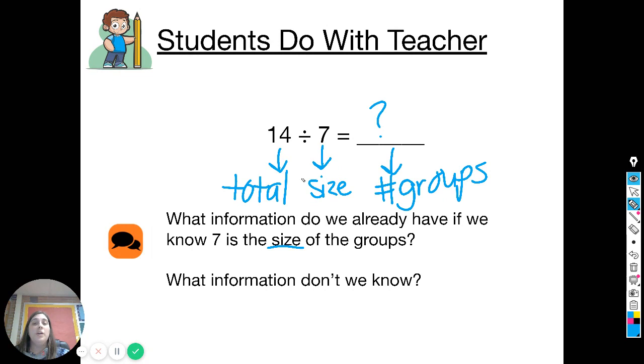Okay? Because these are our 3 variables that we use with every multiplication and every division problem. There's a total, a size, and a number of groups. We do know the total and the size for this equation, but we don't know the number of groups. Let's continue.